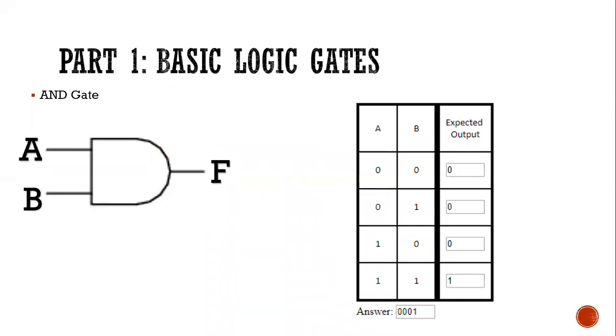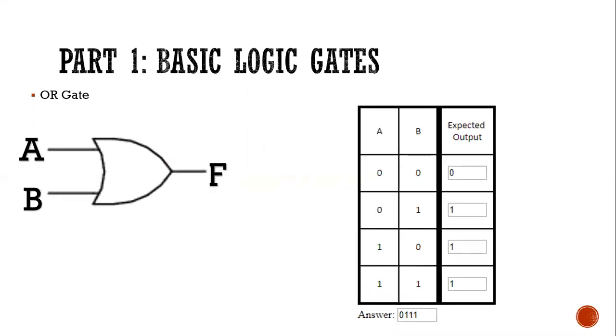So first we need to understand these gates. The first gate we have here is an AND gate. When the inputs of the AND gate are both true, that is the only time when the output will be true. An OR gate, any time that an input is true, then the output will be true. The only time it will be false is if both are false.